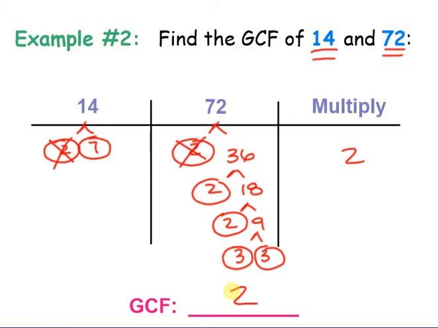Now think about if you sat there and listed out all the factors of 14, which is actually not a lot, but then all the factors of 72, and it turns out that the biggest number they had in common was the number 2. It could get frustrating, okay?